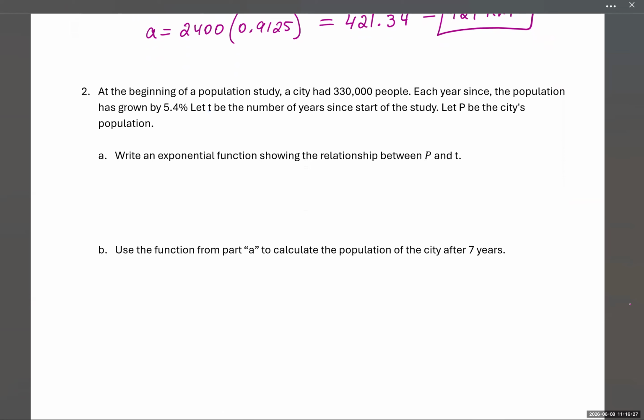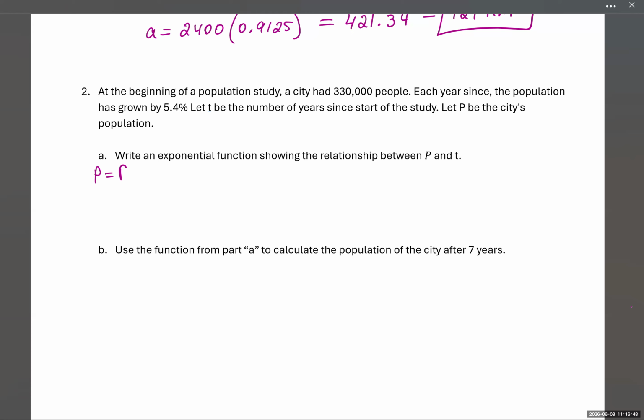Here's the next question. At the beginning of a population study, a city has 330,000 people. Each year since, the population has grown by 5.4%. Let T be the number of years since the start of the study and P be the population. Write an exponential function showing the relationship between P and T.